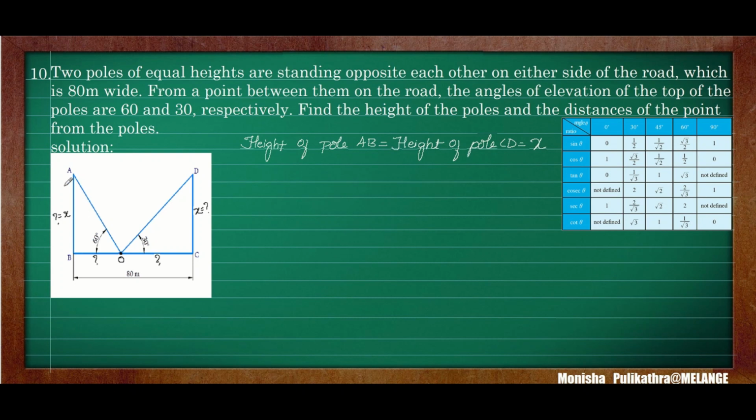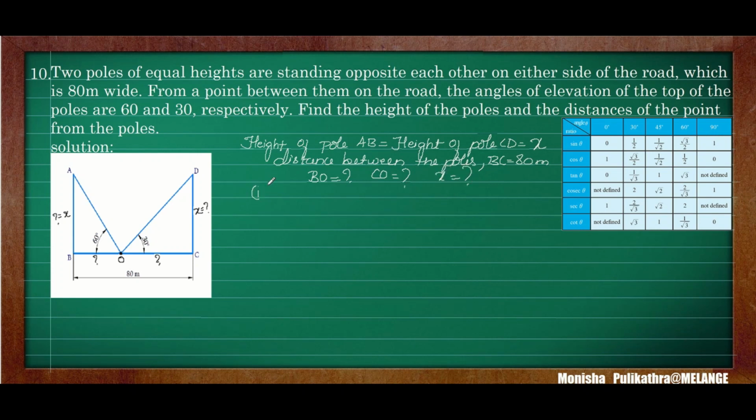So next we need to find out the height of the pole and the distance from the center. O is the center of the distance between the two poles. So BC is the distance between pole CD and pole AB. The distance between pole AB and CD is 80 meter. So distance between the poles, that is BC, is equal to 80 meter. So we need to find out from the point O what is the distance between the two poles, that is BO and CO we need to find out, and x, height of the pole, we need to find out.